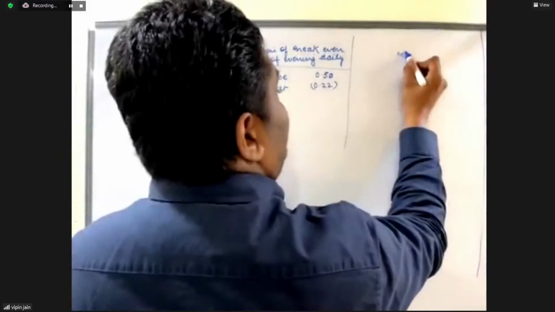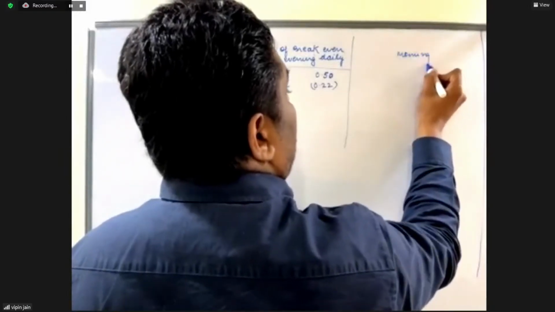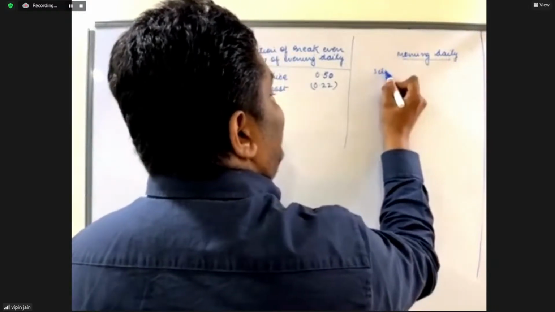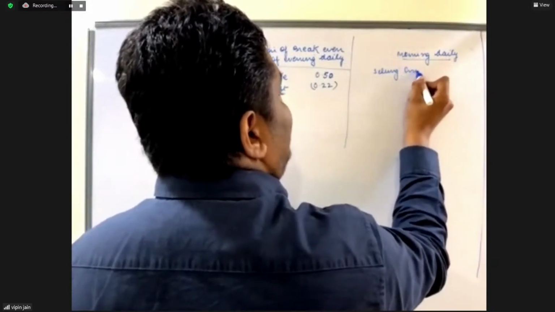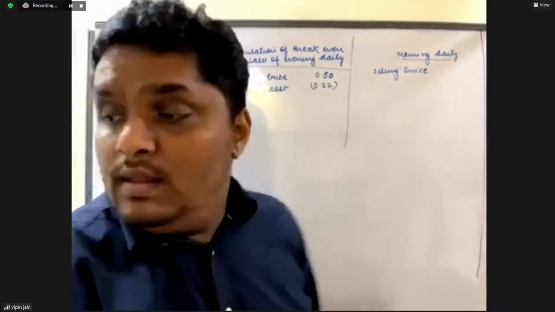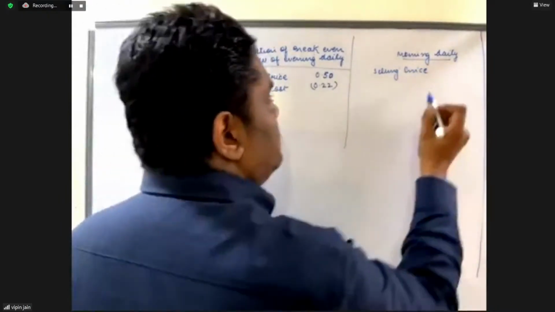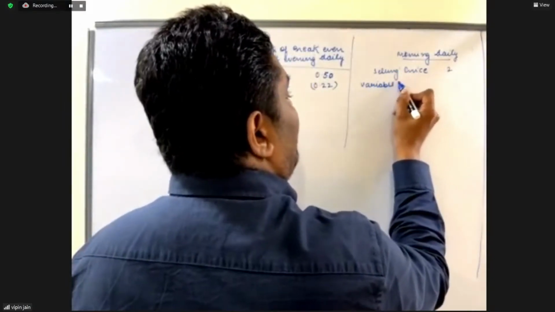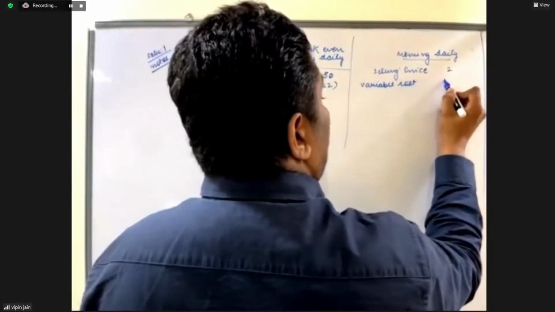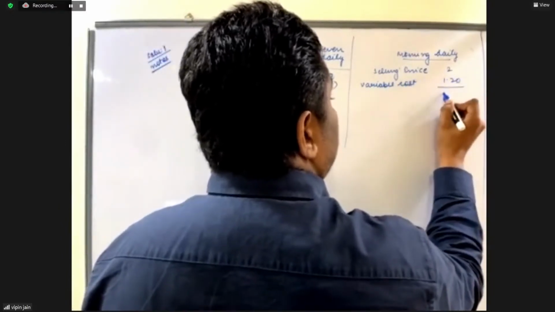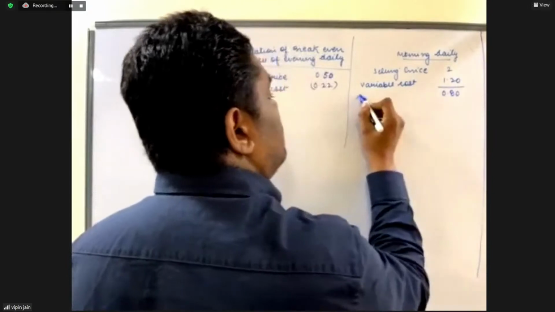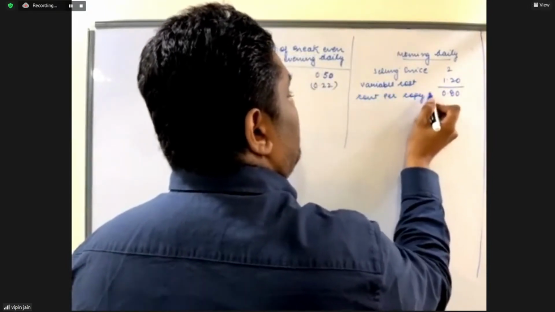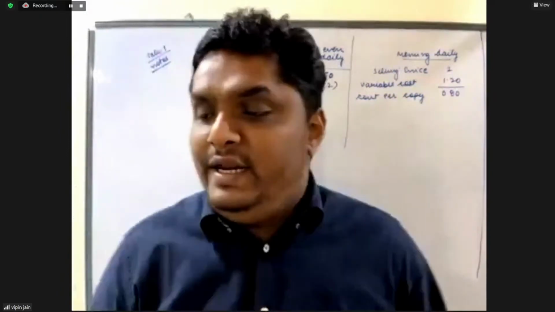So in case of morning daily, my selling price is 2 rupees. My variable cost is 1.20. So my contribution per copy will be 0.80.